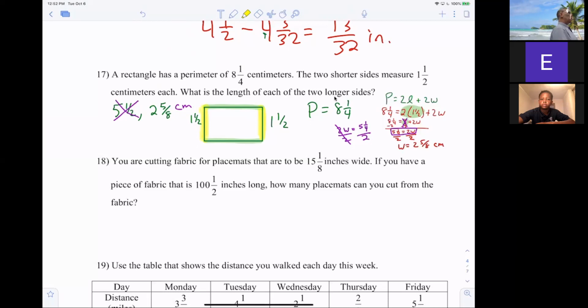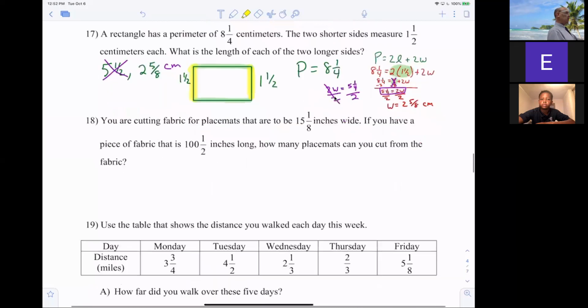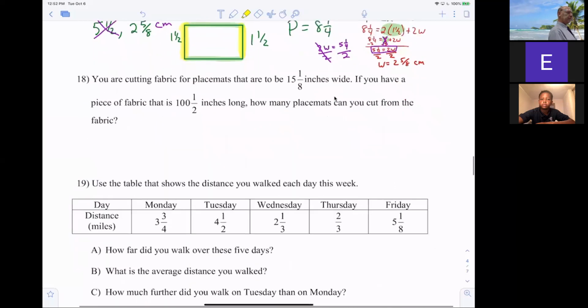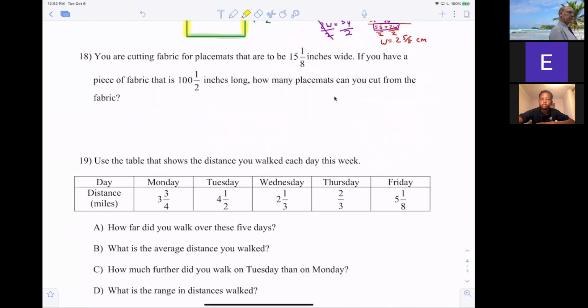All right, Brennan, you still with me? Yeah. All right, here we go. Read number 18. Go. For cutting fabric placemats that are to be 15 inches wide, if you have a piece of fabric that is 101.5 inches long, how many placemats can you cut from the fabric? I want to hear this one now. Don't mess it up. About 6 and 78/121 placemats.